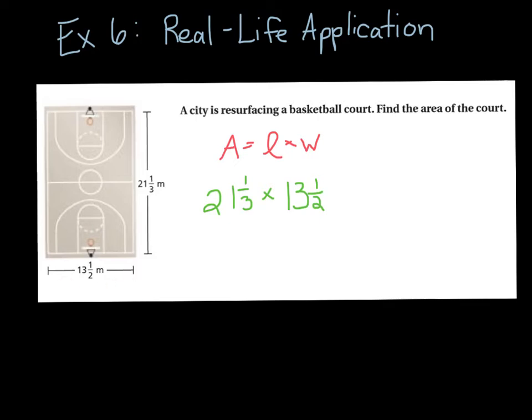width of 13.5 meters. And before we multiply anything, we're going to remember to turn these mixed numbers into improper fractions. When we turn these two into improper fractions, we take the 3 and multiply it by the 21 and add the 1, and that gives us 64.